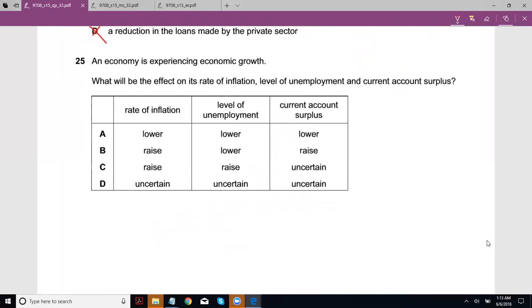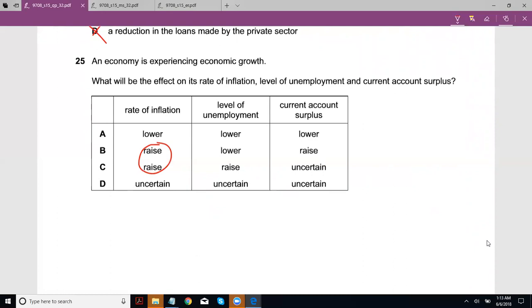An economy is experiencing economic growth, what will be the effect on its rate of inflation, level of unemployment, and current account surplus? So if you're experiencing economic growth, your rate of inflation should increase because, well, AD increases and stuff of that sort. Yeah. Economic growth could be potential and actual both. Oh, so you're not really sure which growth it is.